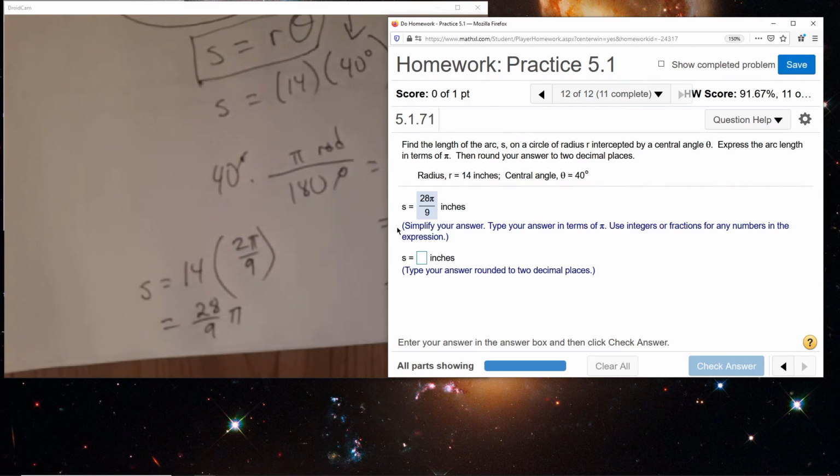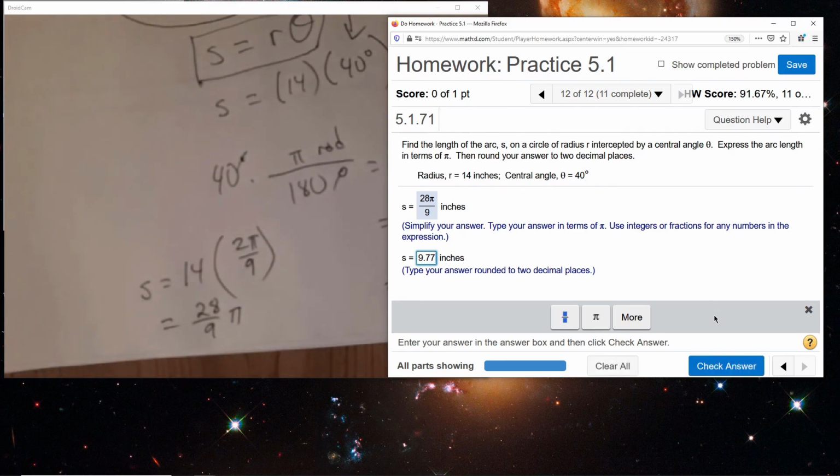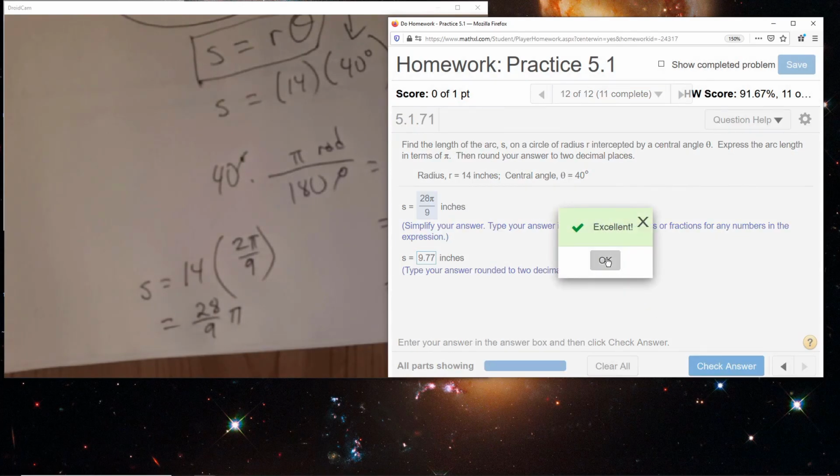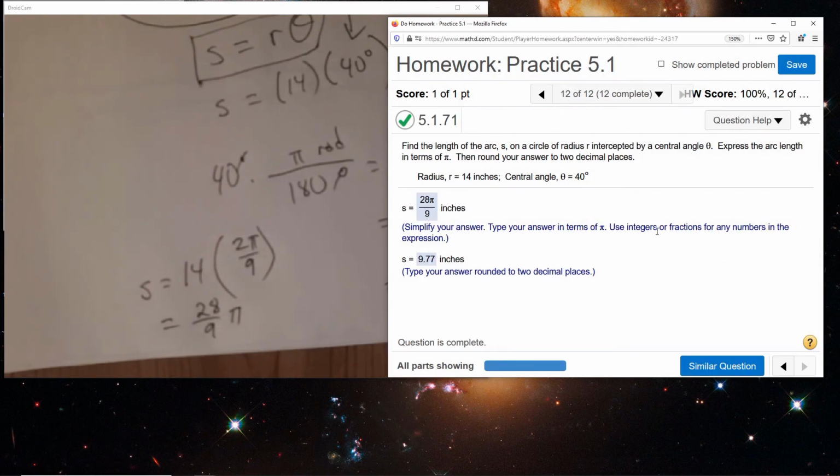Now remember, the test here is they're probably testing to see if you understand your calculator has to be in radians. It's probably why they're throwing this in there, to get you in that habit of checking what units your calculator is in. So rounding this number to 2 decimal places is 9.77. And that officially completes practice 5.1.